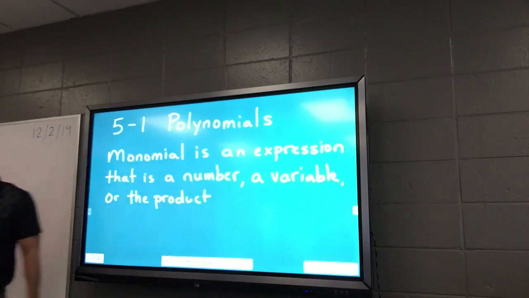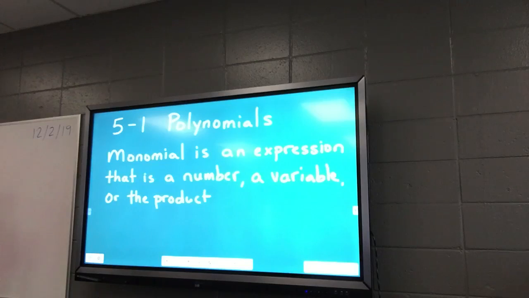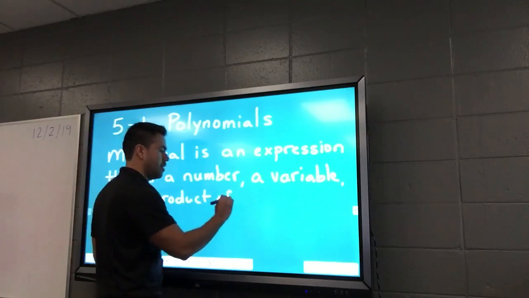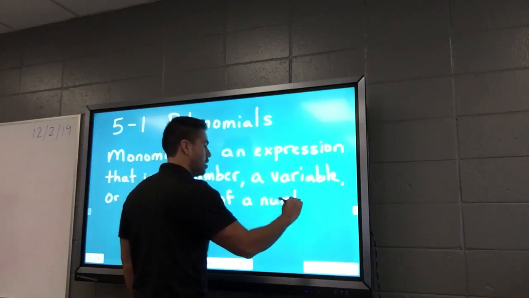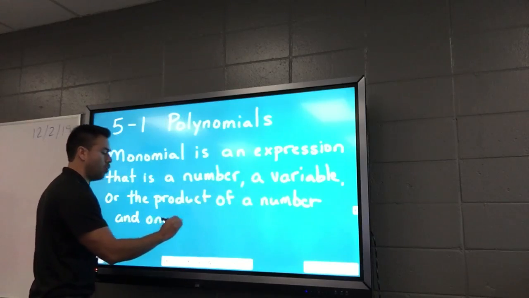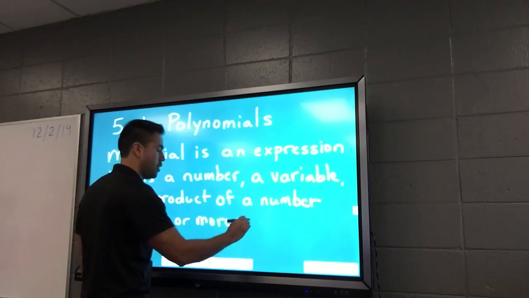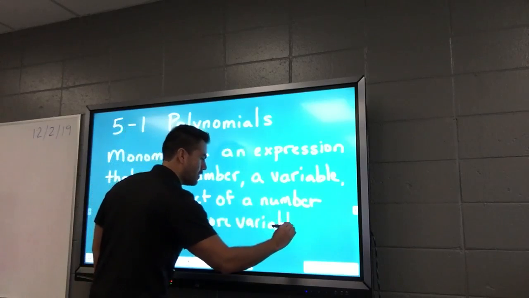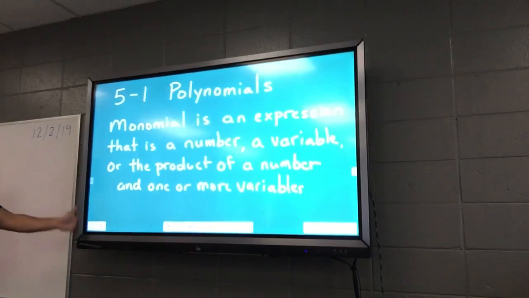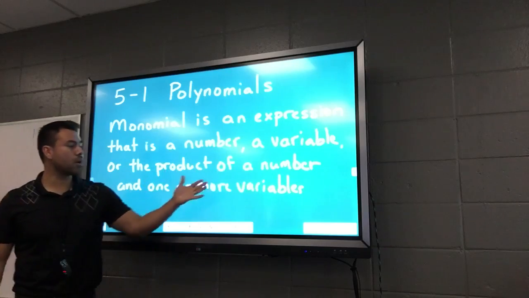I've got to say this the right way or I'll mess this up. Or the product of a number and one or more variables. We're going to look at actual examples of this so you can look at some numbers or terms and say, that's a monomial, that's not a monomial. There's one little last part that trips a lot of people up.